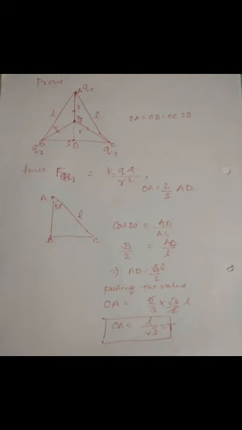So first we have to find out the value of r. How will we find it? We know OA equals r, and by the property of an equilateral triangle, OA equals 2 by 3 of AD. AD is the perpendicular which we have taken from the base BC. So that will be 2 by 3 of AD. First we have to find out the value of AD.